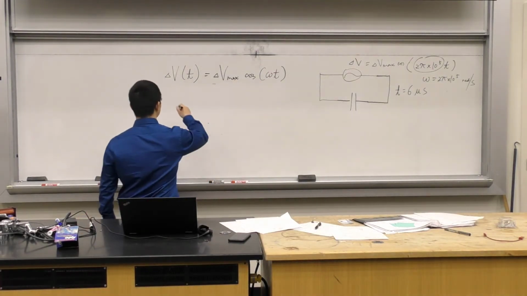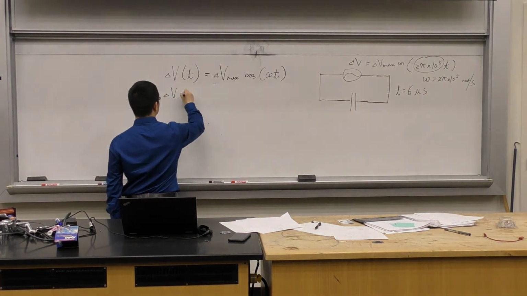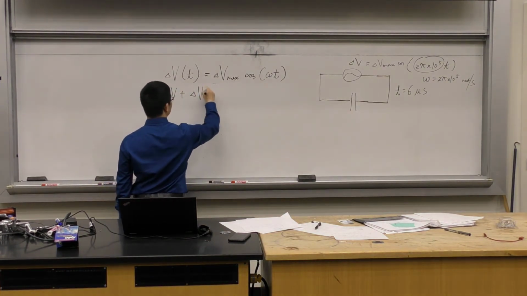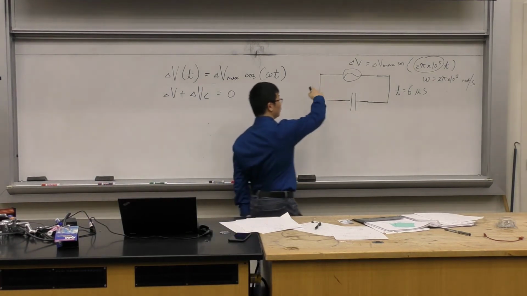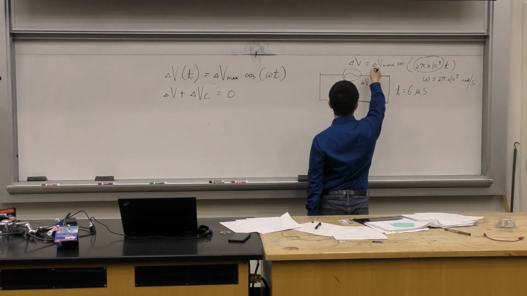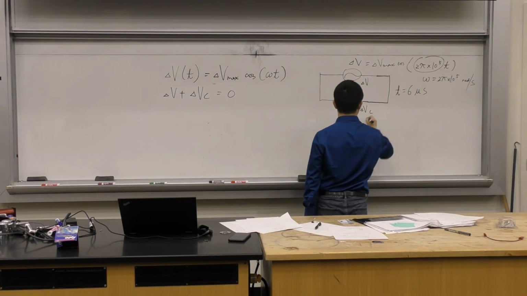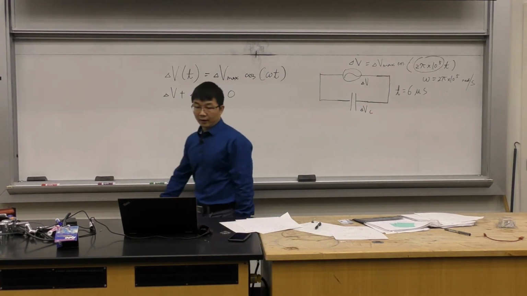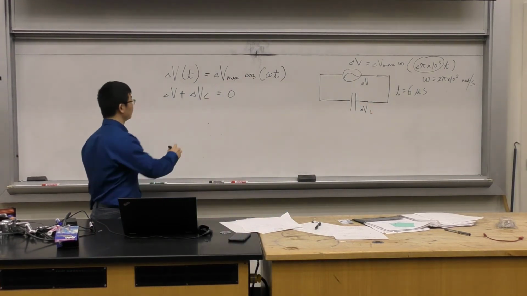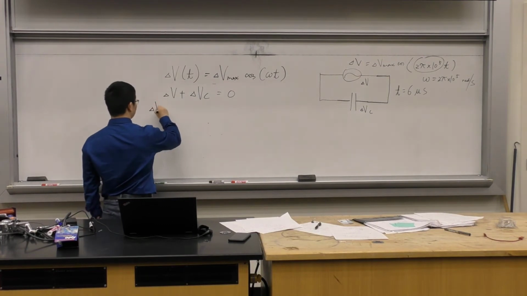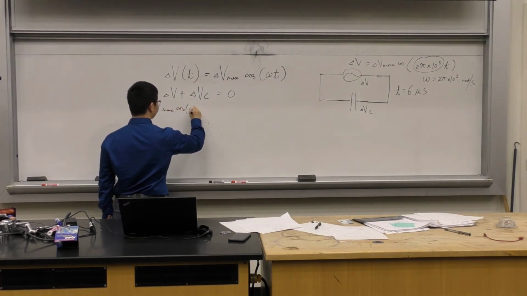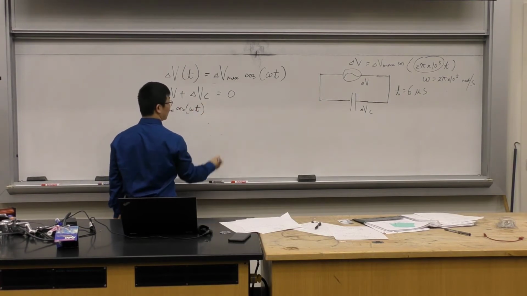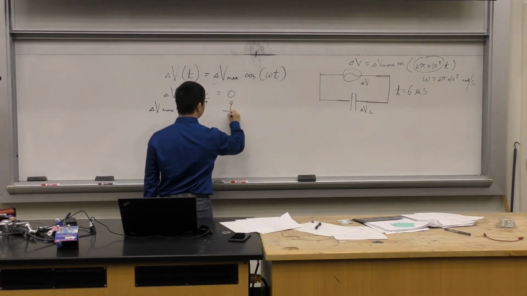So what I can do is this, like what I did with an inductor, I apply the loop rule. There are only 2 voltages here. This guy has a voltage, and this guy has a voltage, delta VC, let's call it. And then let's plug them in. The voltage from the source is going to be Vmax cosine omega t, right? And this guy, it's going to be Q over C.